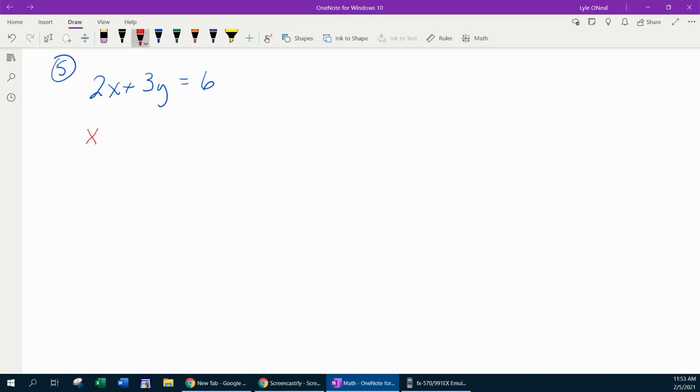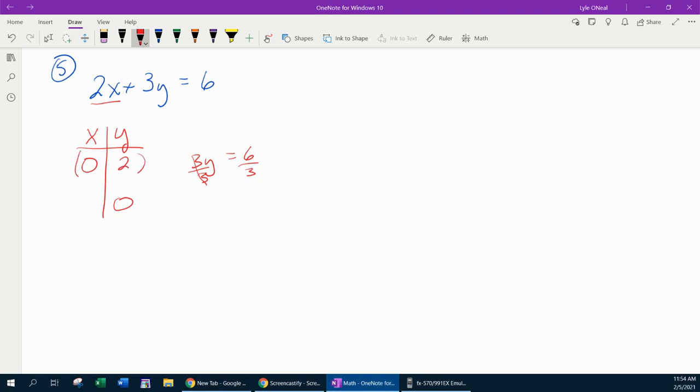So here's how the intercepts method works. You're going to start with a table. You're going to let x be 0 one time, and then you're going to let y be 0 one time. So if I let x be 0, the 2x will go away because 0 times anything is 0. And that will leave me just 3y equals 6. I can divide both sides by 3, and we can see that y will be 2.